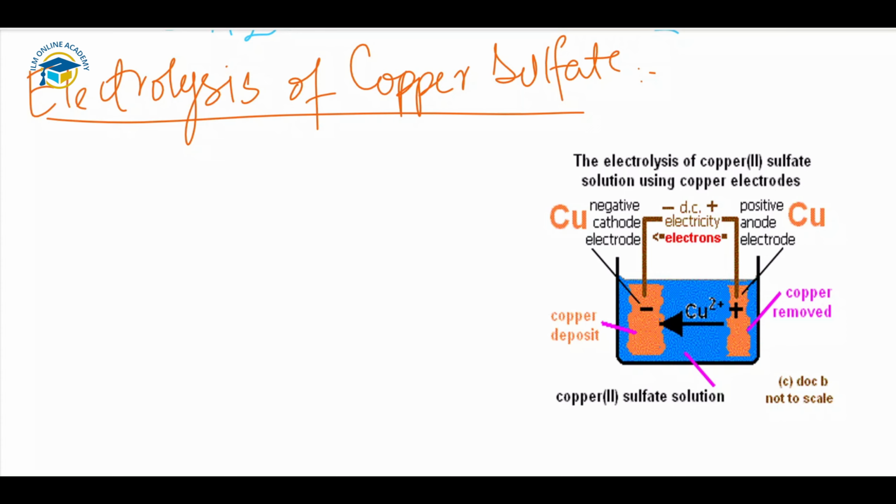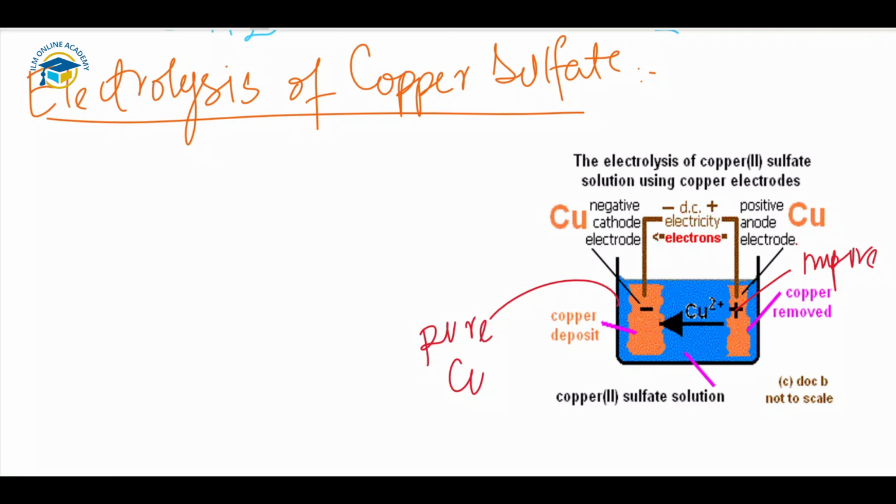The impure copper is used as an anode and the cathode is made from pure copper. As you can see here, we have the cathode and the anode. This is the anode electrode, sorry. This one is the anode electrode, and we have impure copper present there, and the cathode is made of pure copper.